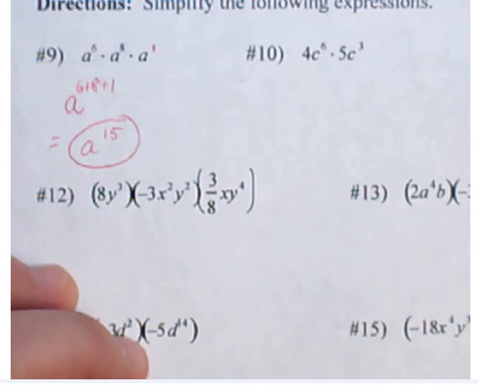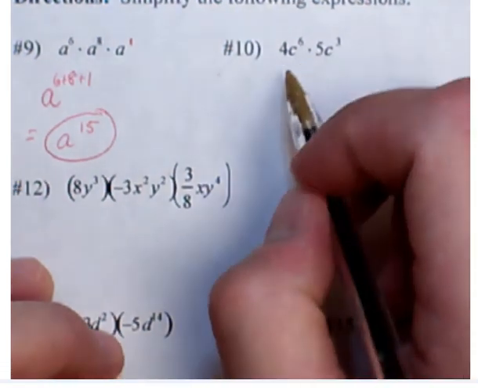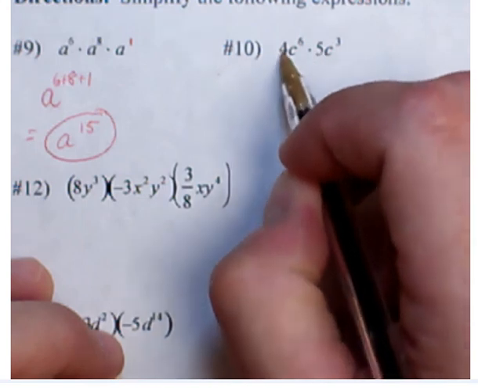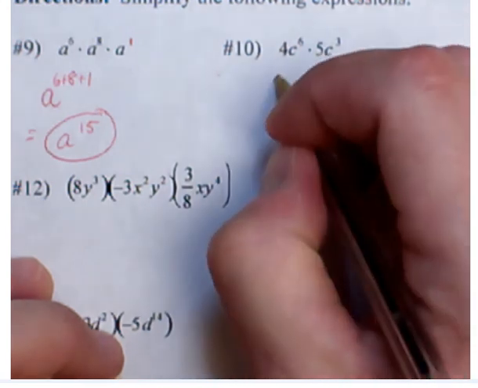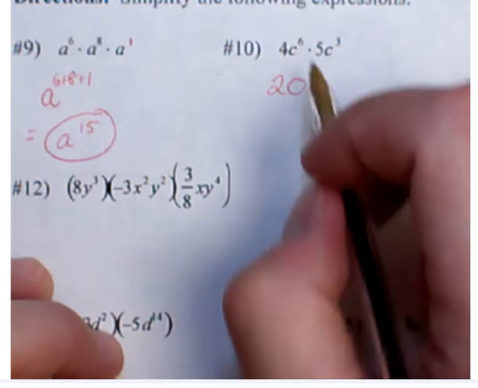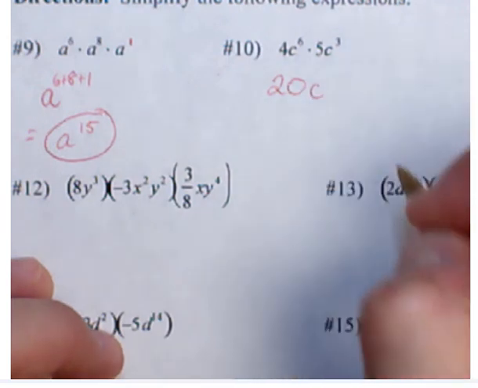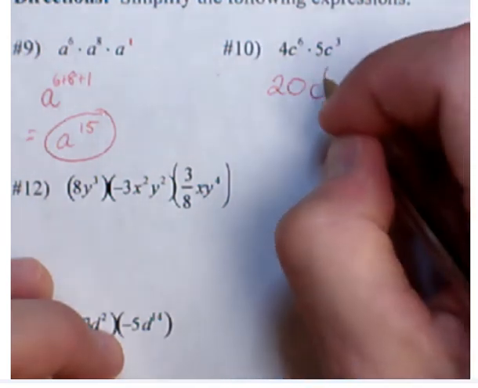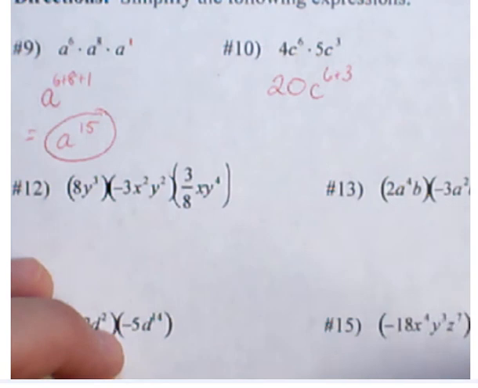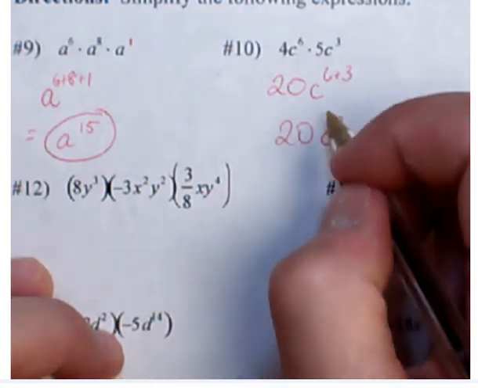That's it. In number 10, first thing I do is I take the coefficients. That's 4 and that's 5. We're going to multiply those, so that's 20. Look at the variables. C to the 6th times c to the 3rd. Keep the base, add the exponents, and you get 20c raised to the 9th power. That's the answer.